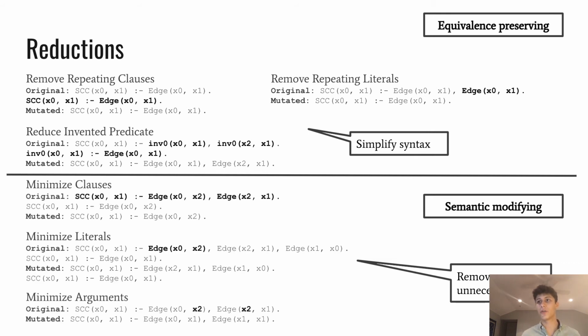We have reductions called minimize clauses, literals, and arguments. Minimize clauses removes a full clause, minimize literals removes a literal, and minimize arguments sets two arguments equal to each other. If any of these reductions can be applied without decreasing the fitness, then it is worth simplifying the program. So let's see how the reduction phase works in practice on our example.